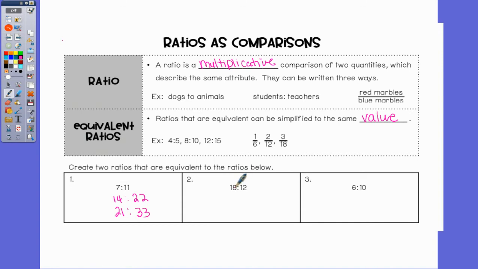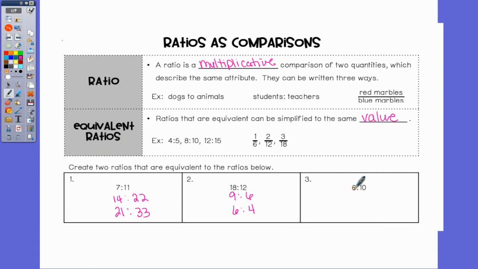Same way. And how about this time, instead of multiplying, I'm going to divide. I'm going to divide this by 2. I get 9 to 6. What about if I divide it by 3? I get 6 to 4. Good job.